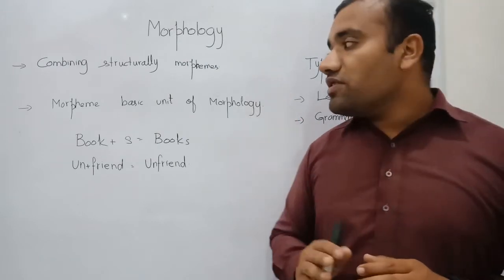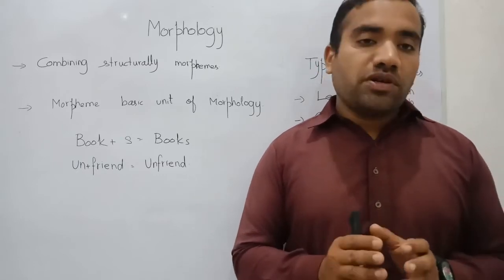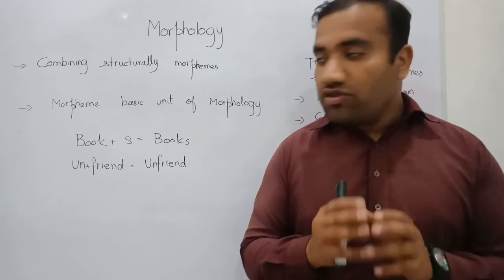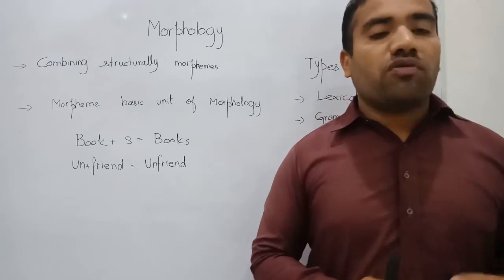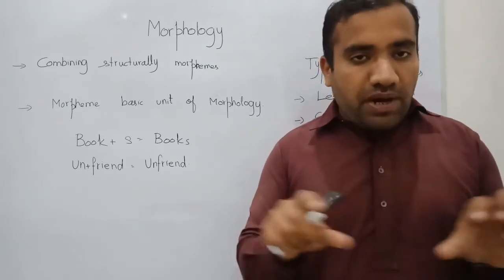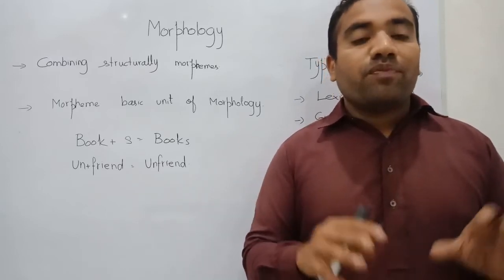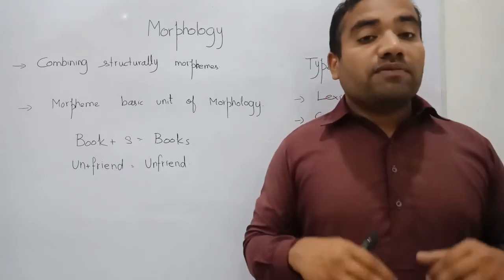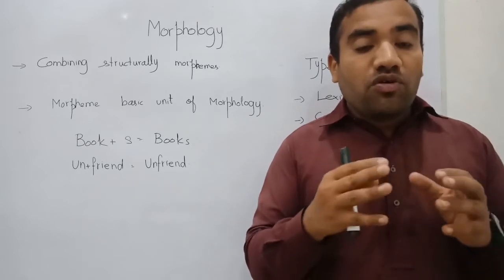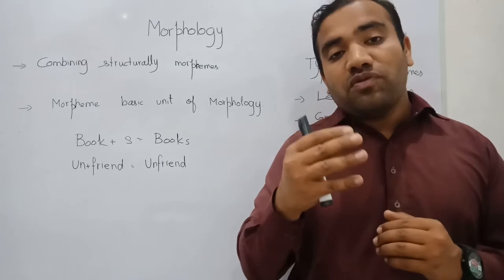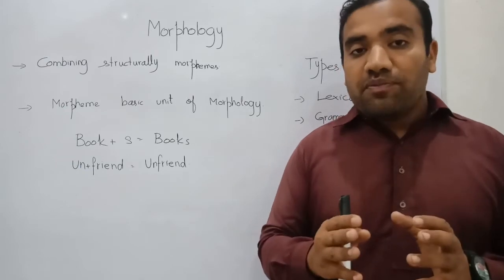In the English language, the basic ingredient, the basic unit within morphology, is the morpheme. When we combine different types of morphemes, we can make words. Once we reach that stage and make the word, we move toward the next level, the syntax level. Have you got my point?